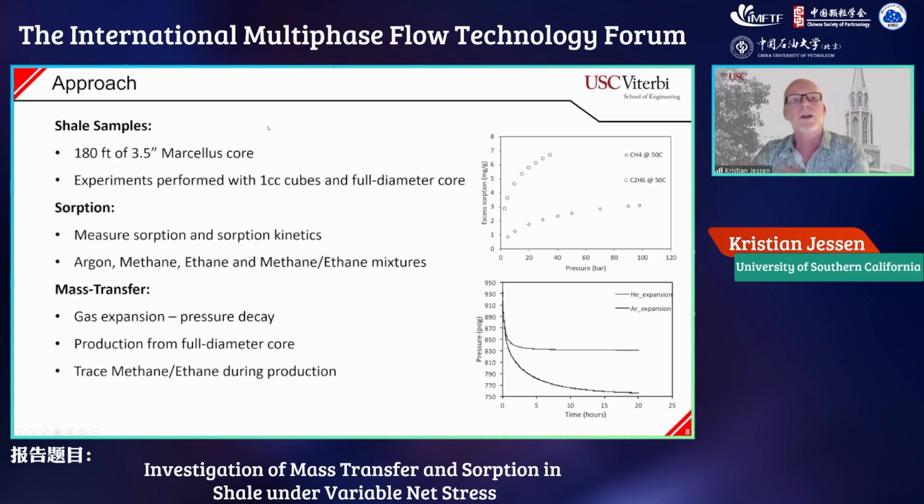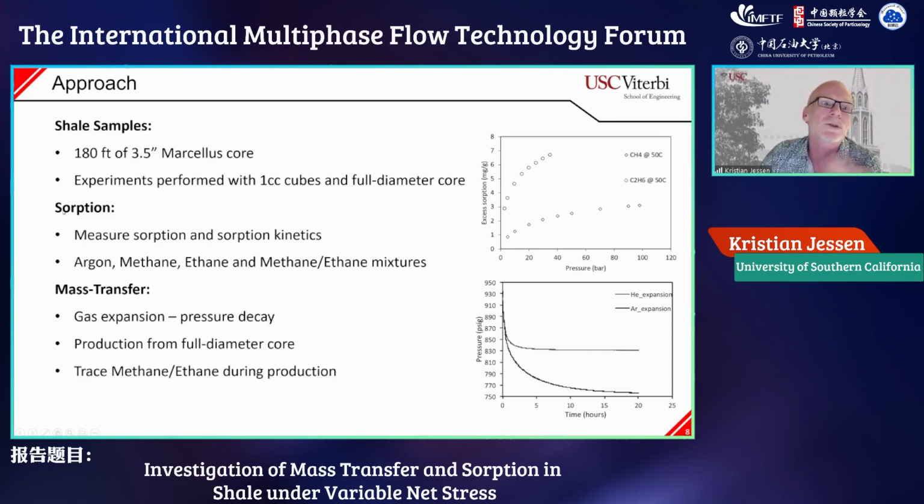Now, so what did we do? Well, we were lucky enough to have access to 180 foot of core extracted vertically from the Marcellus shale play in Pennsylvania, and so we had more shale samples than we could ever imagine to work with, because we can't handle 180 foot of core in the lab. So what we did was we took out samples from specific depths of interest to us and did experiments with 1 cubic centimeter cubes and also a segment of the full diameter core that I'll discuss in more detail later.